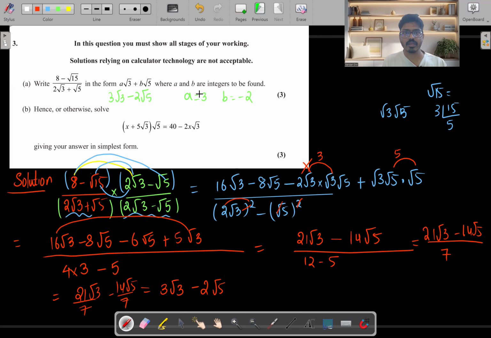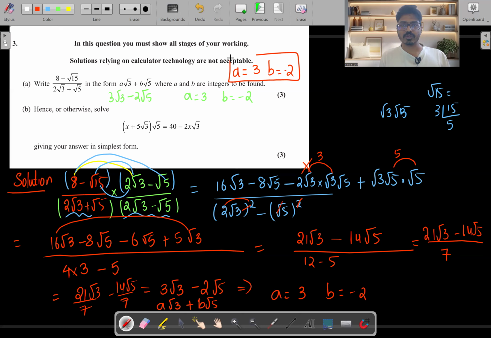So this will be our answer for part A. Our A value, if we compare with A root 3 plus B root 5, our A value is going to be 3, and our B value is going to be negative 2. So for our answer A, our integers are: A is equal to 3 and B is equal to negative 2. So that is what we got from the calculator also.